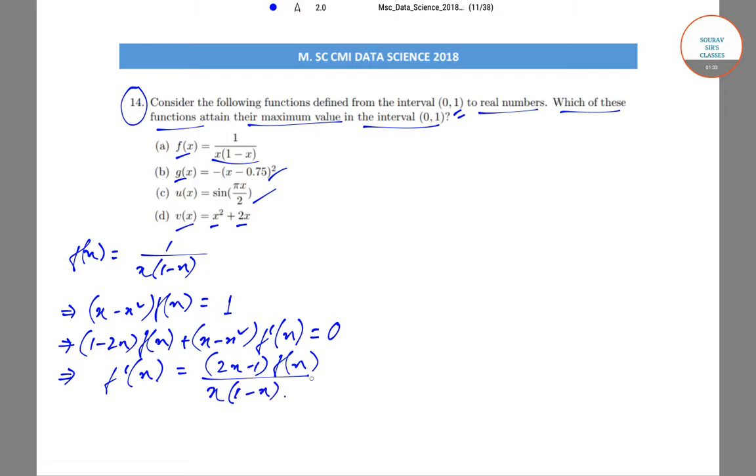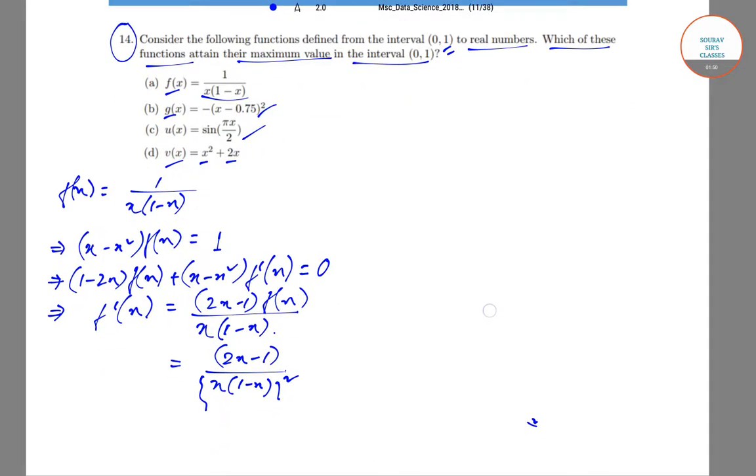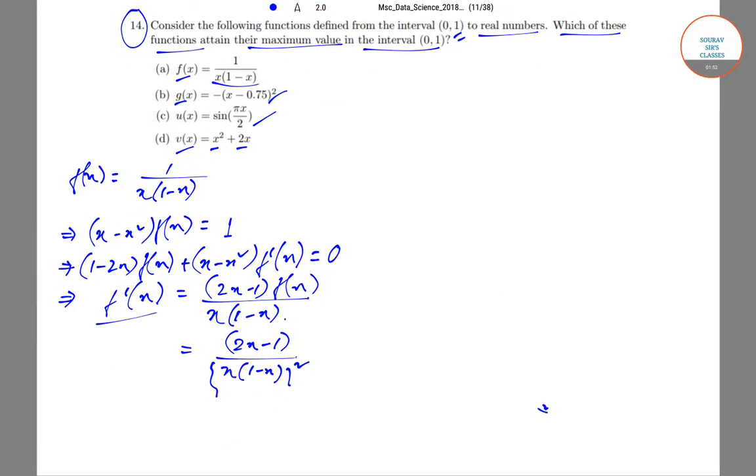Now we know that f(x) = 1/(x(1 - x)). So if we substitute it, we get f'(x) = (2x - 1) / (x(1 - x))². Now for a maximum or minimum, f'(x) should be equal to 0.